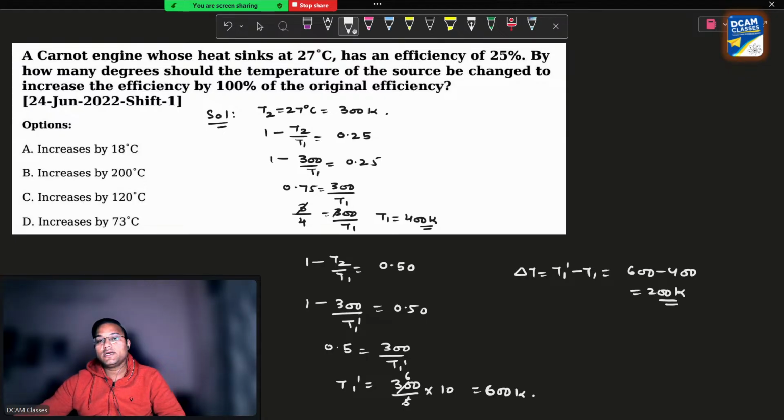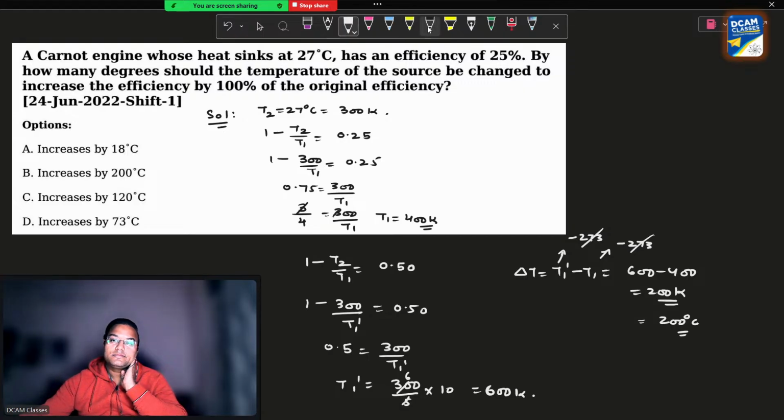So by 200 Kelvin, or you can say 200 degrees Celsius also. It won't change, because if you want to convert T1 dash into degrees Celsius, minus 273 will be there. T1 again minus 273 will be there. And when you subtract them, they both will be cancelled. So either the answer can be 200 Kelvin difference or 200 degree difference. Not a problem. So the answer is B.